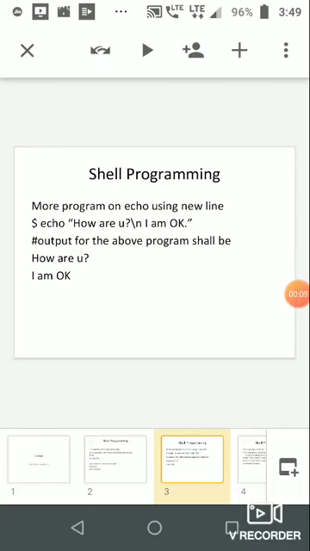So already in the previous lecture we have discussed some use of the echo and read functions in shell script or shell programming. Now again let us move on from there to the next slides.